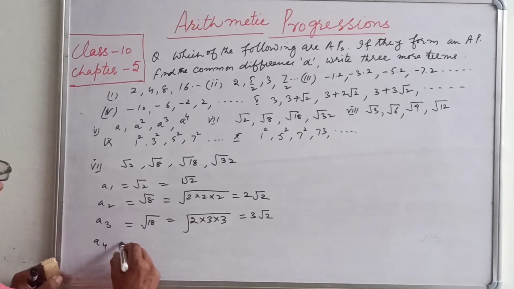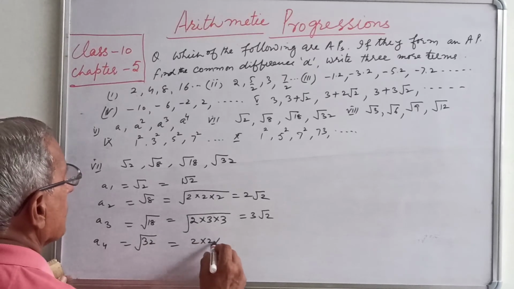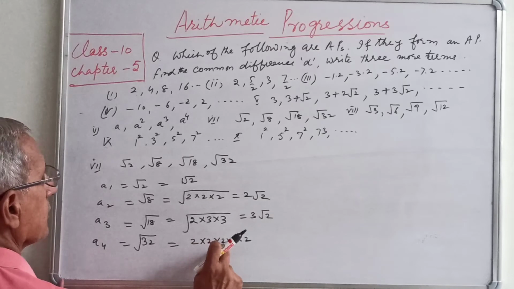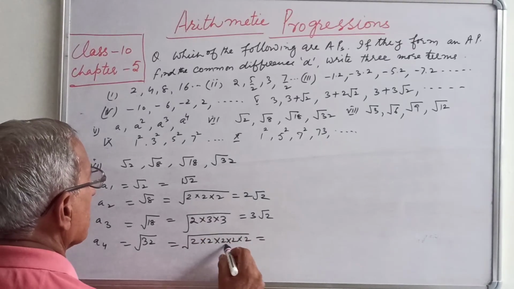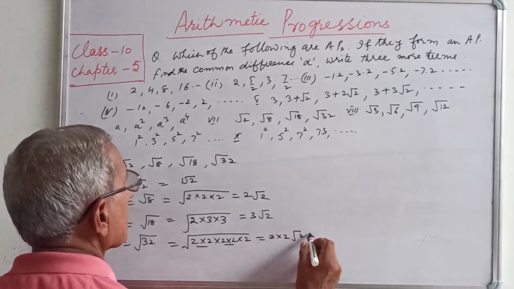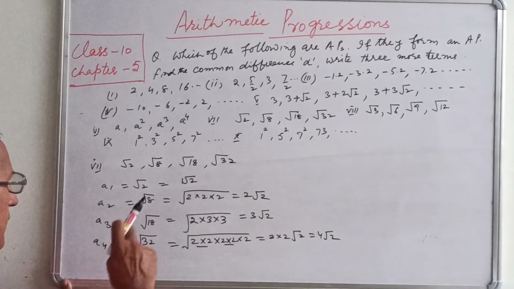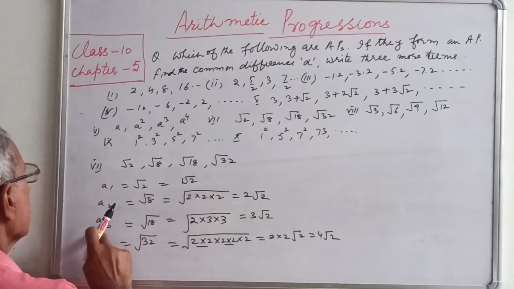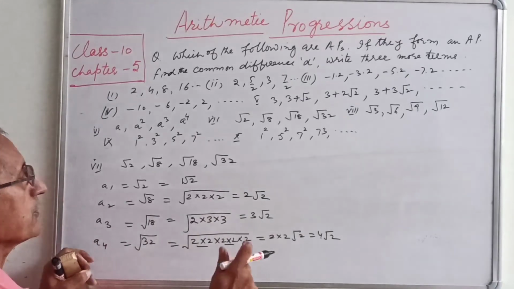A4 is root 32, so 2 into 2, 2 into 2 and 2. 2 times 2 is 4, 2 times 4 is 8, 2 times 8 is 16, 2 times 16 is 32. So these form pairs, 2 into 2 pairs root 2, that is 4 root 2. So A1 is 1 root 2, A2 is 2 root 2, A3 is 3 root 2 and A4 is 4 root 2.